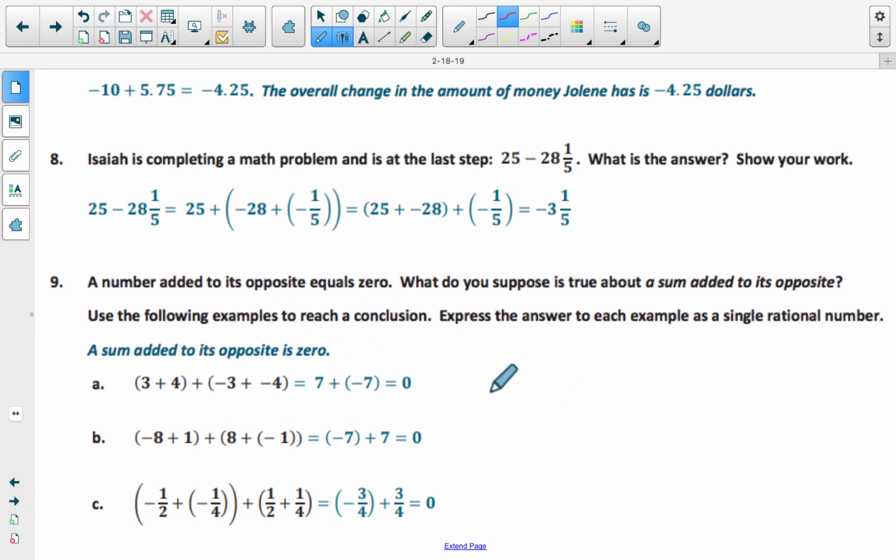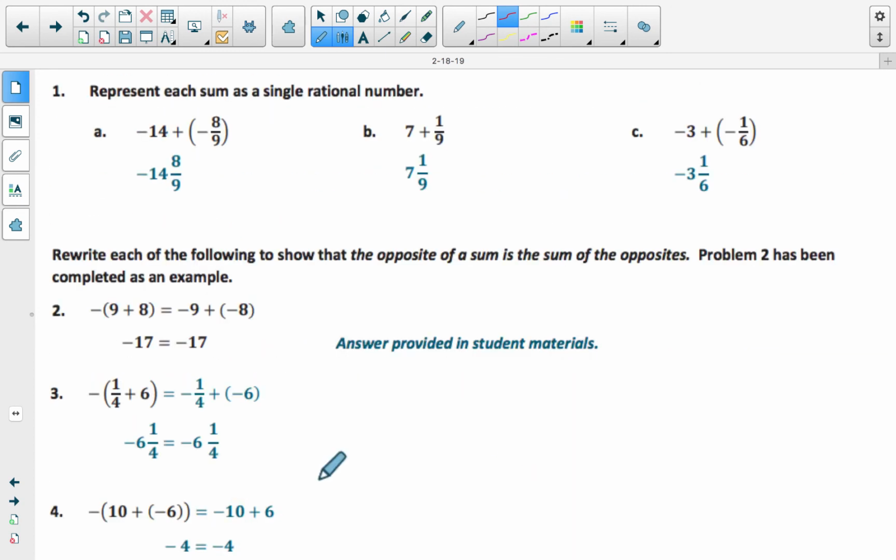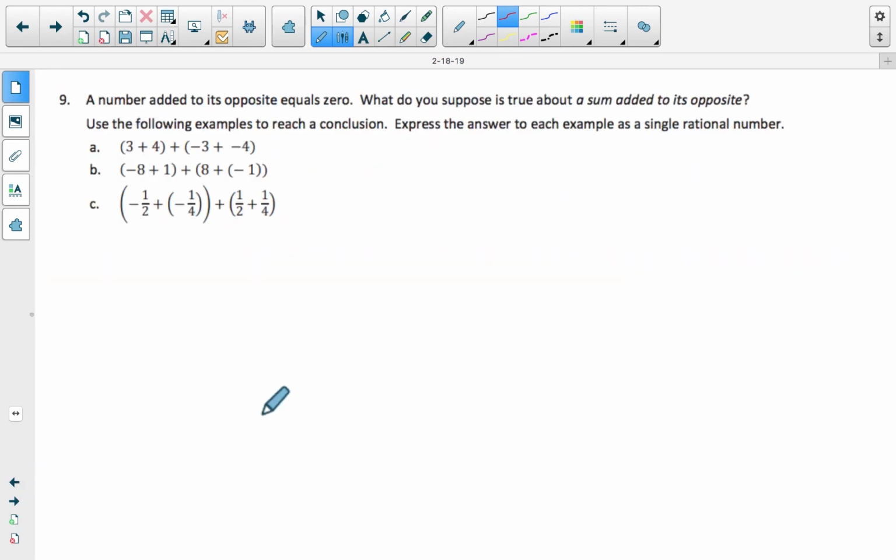But number 9, a sum added to its opposite always equals 0. Okay. And we have these different examples to just show that each of these end up equaling 0. Okay. So that's it for this lesson. You should be strong and confident with having a few strategies of adding rational numbers. When you see a problem, and I'm just going to go back to the lesson summary.